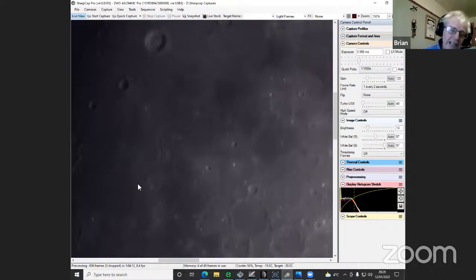No, this is the area. Just go up a bit. Just up a bit. That down a bit. Down a bit. Down a bit. That dark area. That's it. There. That's the Apollo 12 landing site.